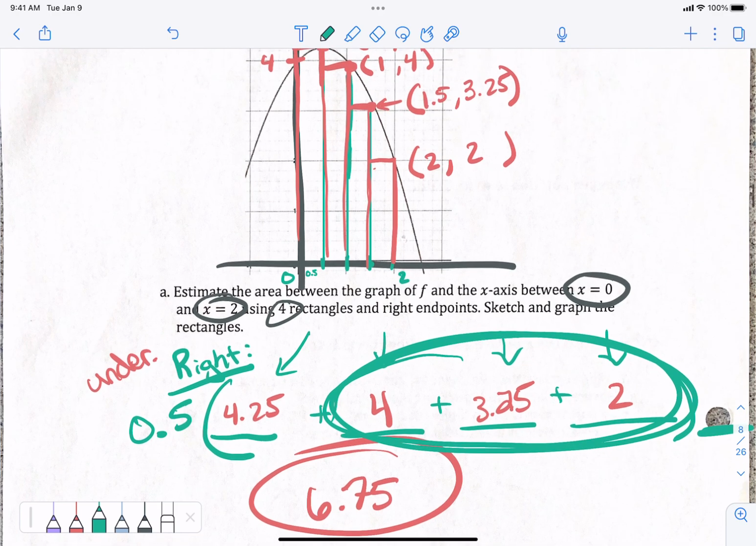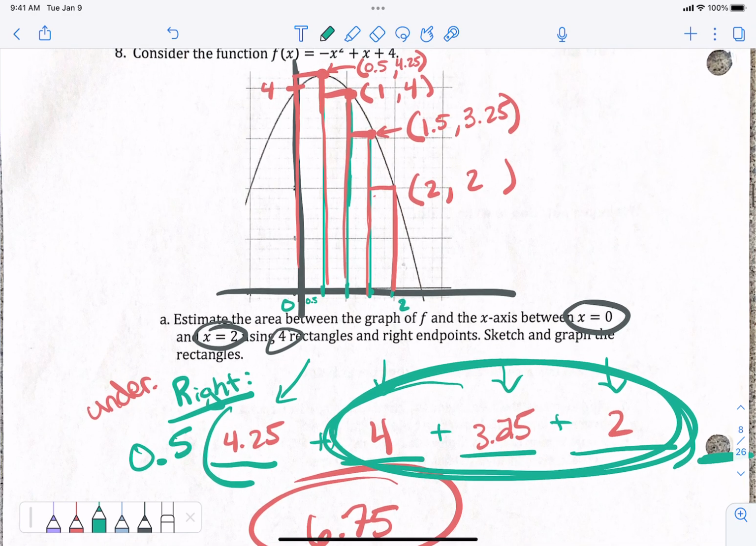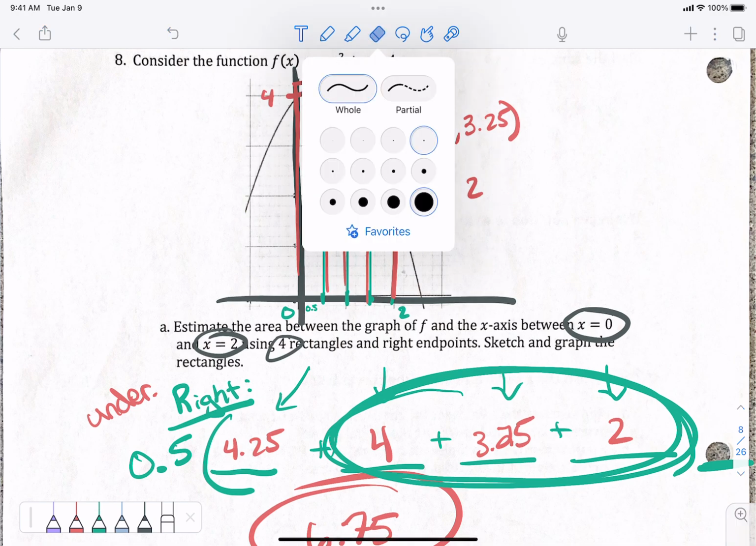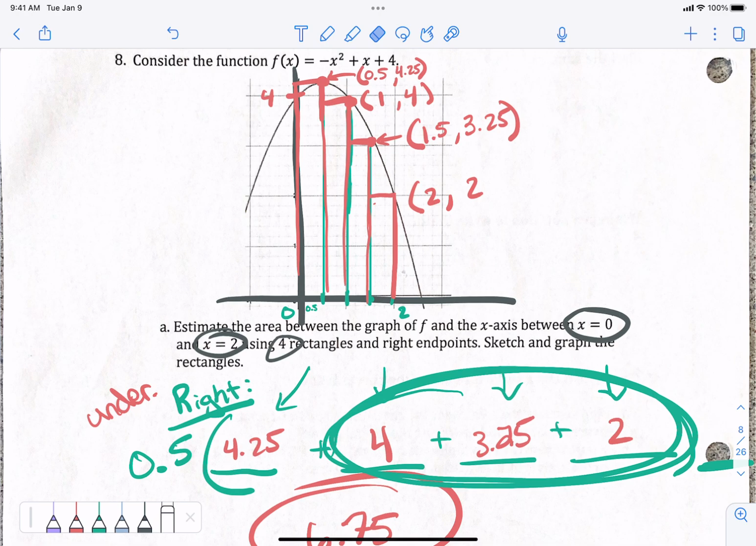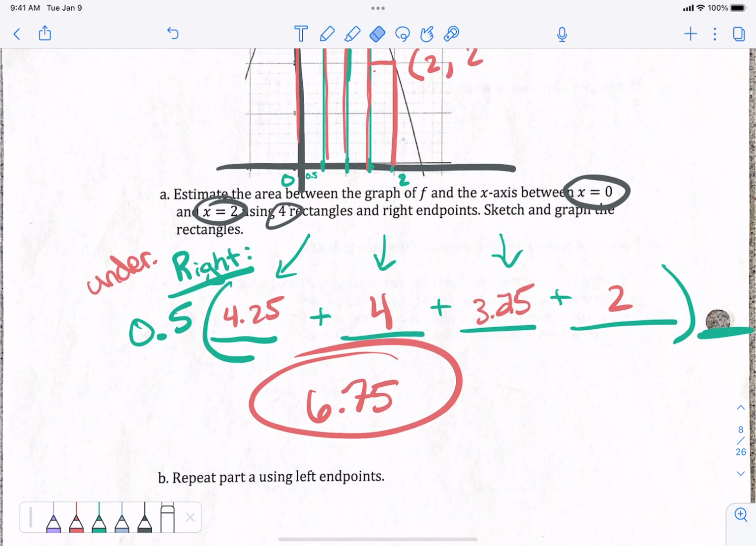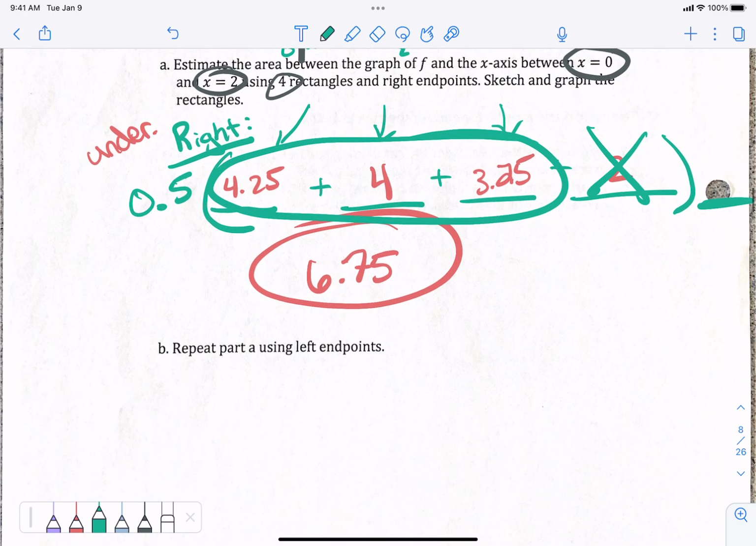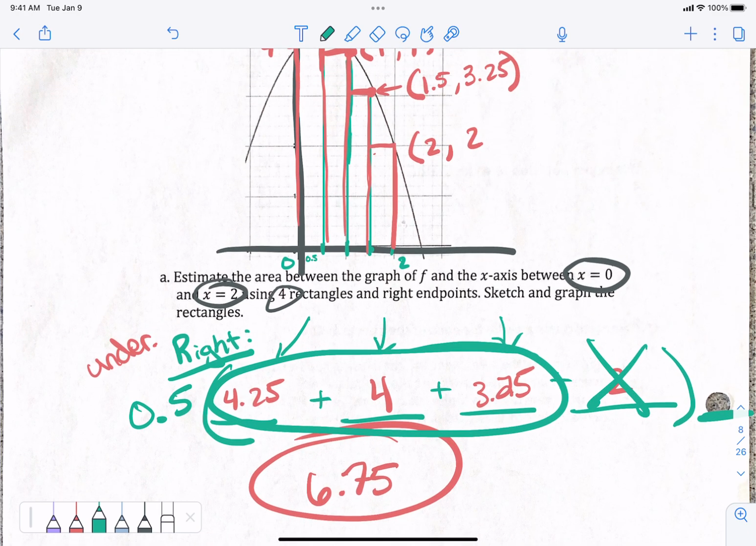Wait a second. Why don't we keep 4.25? No, because that's the first one. You do 0, a half, 1, 1 and a half. Oh, yeah, because now we're doing left and not right. So we would cross off the right one and do these plus a left one. Does that make sense? You need the furthest left one.